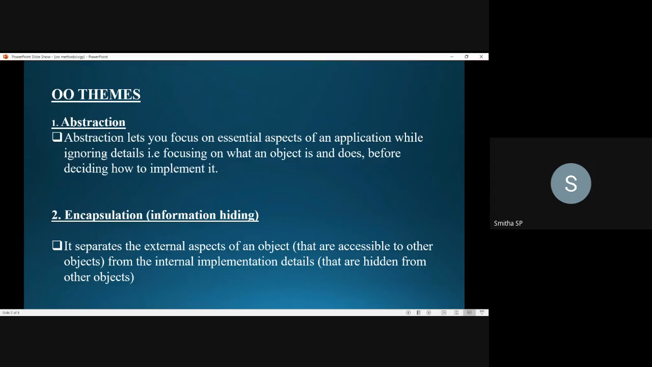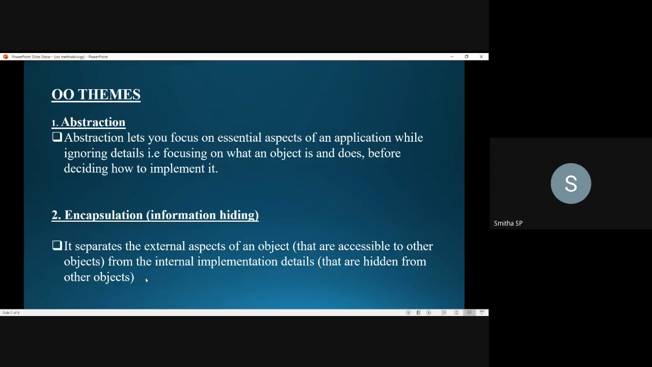Now, let us move on to the next theme, that is encapsulation. It means information hiding. Encapsulation separates the external aspects of an object, that are accessible to other objects, from the internal implementation details that are hidden from other objects. So what does encapsulation mean? What is information hiding? Encapsulation separates the external features of an object from its internal implementation details.